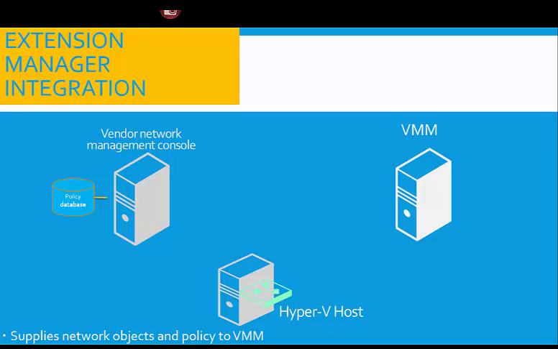The Extension Manager integration. Within System Center 2012 R2, if you add a virtual switch extension manager to Virtual Machine Manager, you can also use the vendor network management console to work together. You can configure the settings or capabilities in the vendor network management console. This is also known as the forwarding extension. To do this, you first must again install the provider. It's pretty much the same configuration as on the screen that we saw just previously.